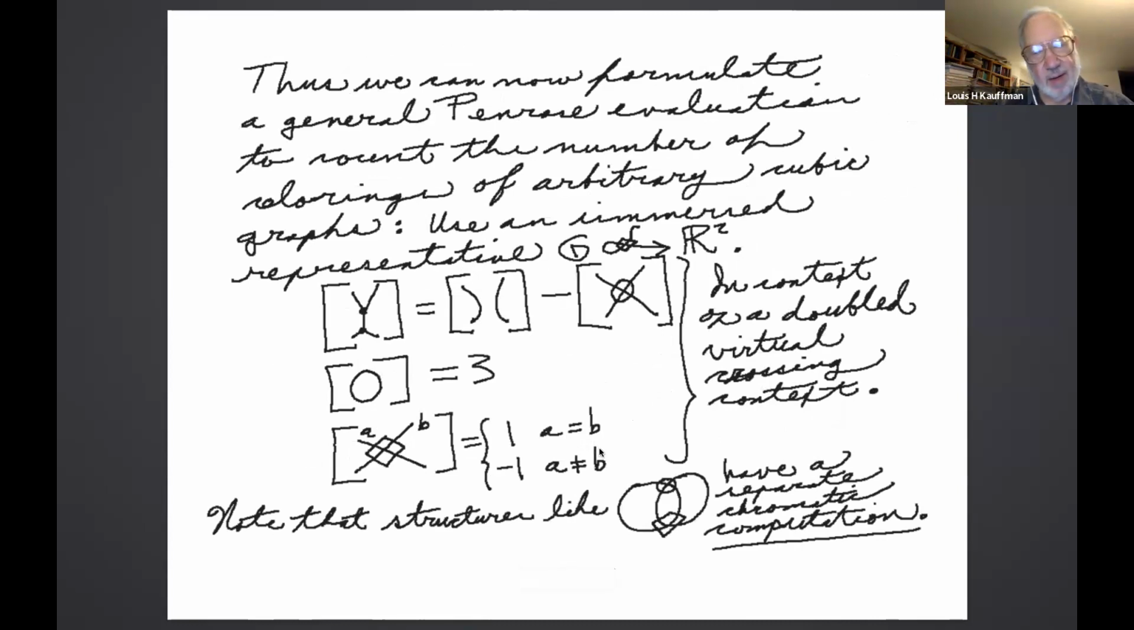So this is the way I can extend the Penrose formula like this to calculate the number of colorings of any cubic graph. You just take your cubic graph and push it into the plane, make an immersion out of it, and put a tensor for each immersion crossing that counts whether you get different colors going through it or the same color going through it, and then do the counting. So this is of use if you want to think about colorings of non-planar graphs and so on.